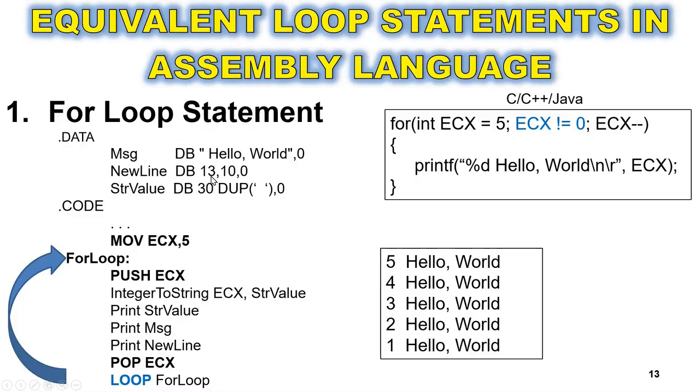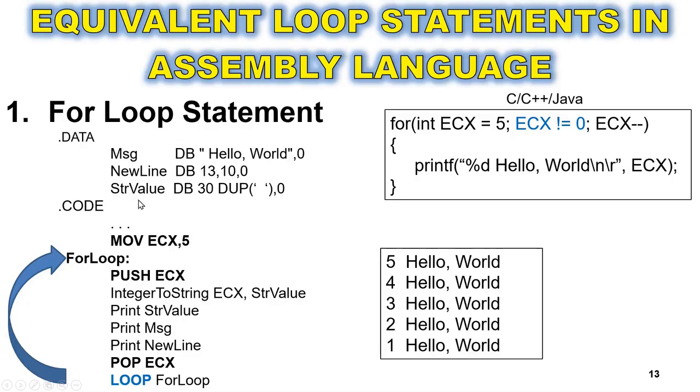13 is the ASCII code for the enter key, whereas the ASCII code 10 is a new line, which is the equivalent of this in C++ and Java. \n is the ASCII code of 13, and then \r, the carriage return, is the ASCII code 10.